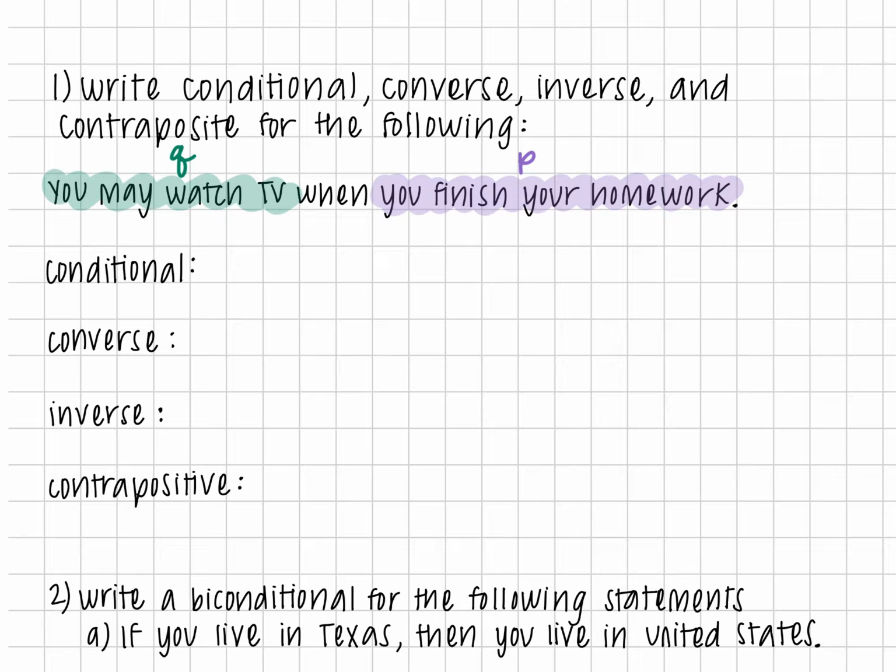So now that we have our P and our Q, our hypothesis and conclusion, we are able to rewrite this sentence in our if-then form that we want for our conditional. So we're going to start off with if, and we'll go to that hypothesis. So you finish your homework. Then, and I'm color coding just because I'll talk about that when we get down to our converse, inverse, and contrapositive, but it might help you visually see what's going on with them. So then we'll have our conclusion, you may watch TV.